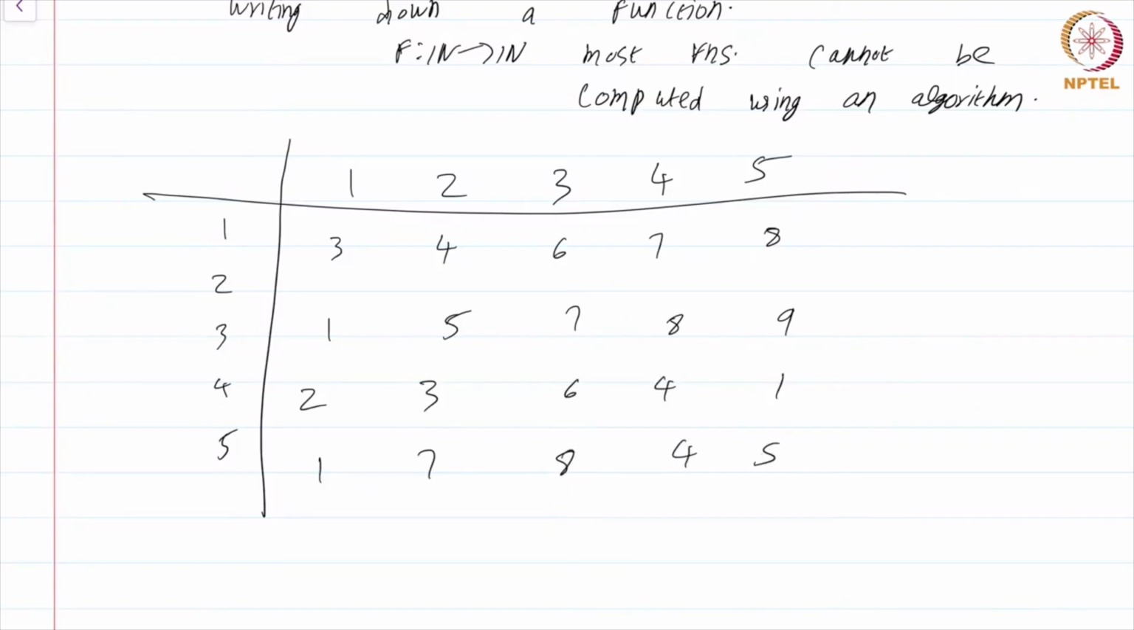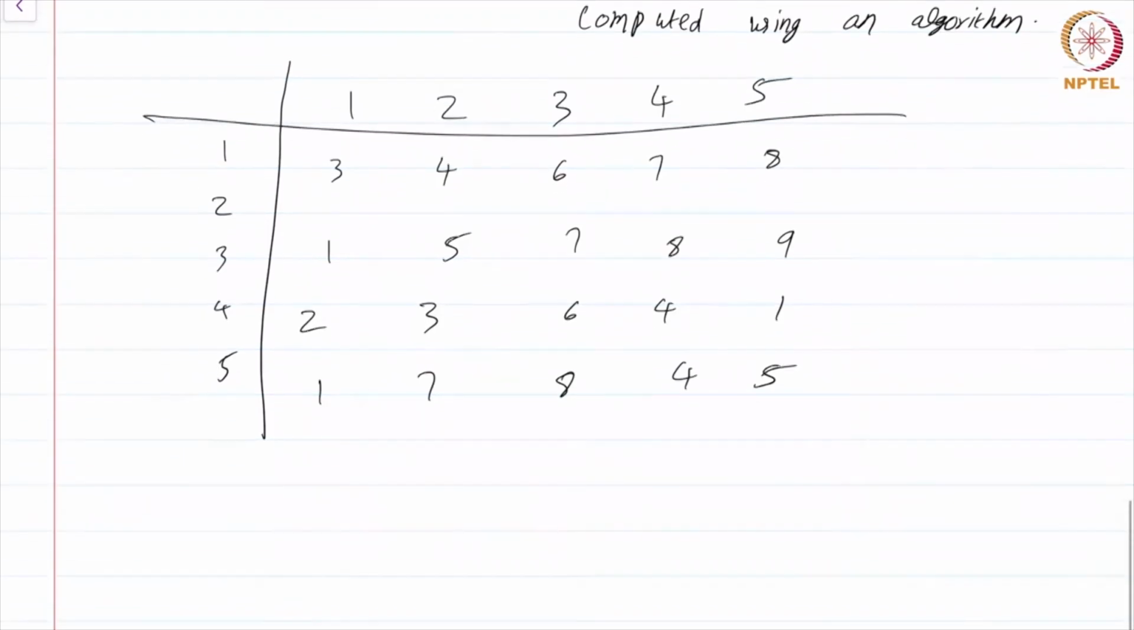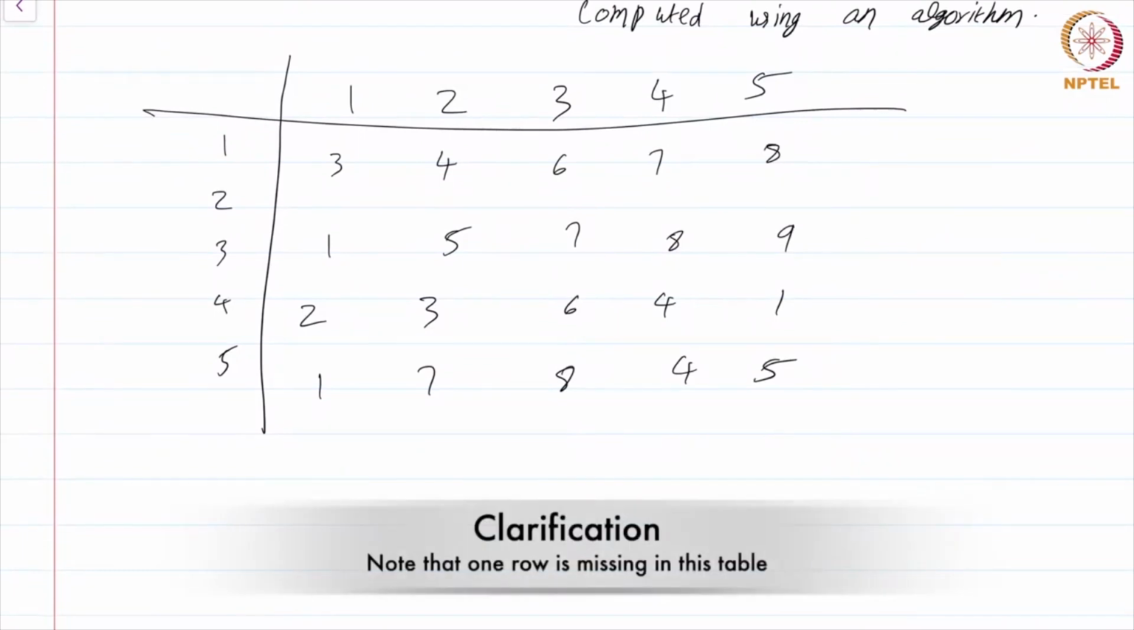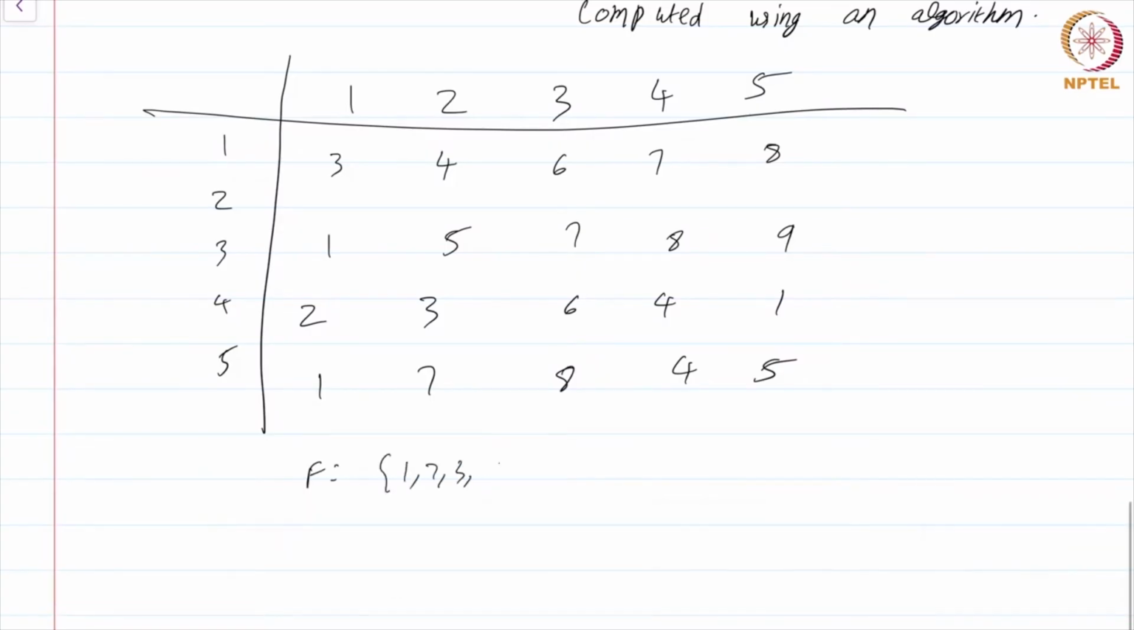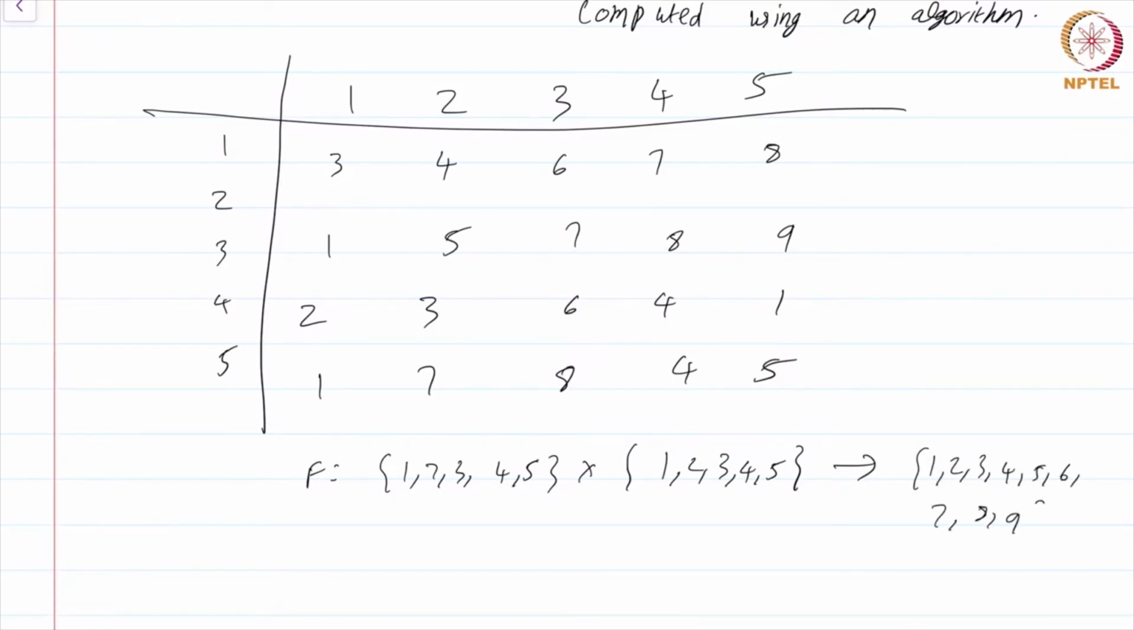Now what is this table saying? It seems a bit convoluted. Originally I was going for a function from 1, 2, 3, 4, 5 to 1, 2, 3, 4, 5, but what I have written down is a bit more general. I have constructed a function from 1, 2, 3, 4, 5 cross 1, 2, 3, 4, 5, the Cartesian product, to 1, 2, 3, 4, 5, 6, 7, 8, 9. To find out what f(1, 1) is, look at the first row, first column and see what it is. So it's clear that f of 1 comma 1 is actually 3.